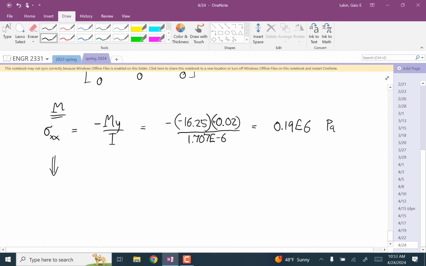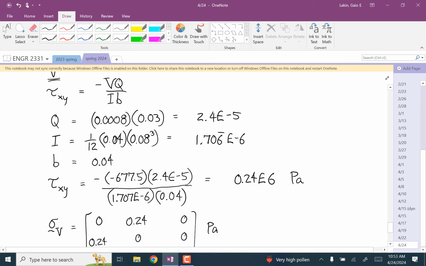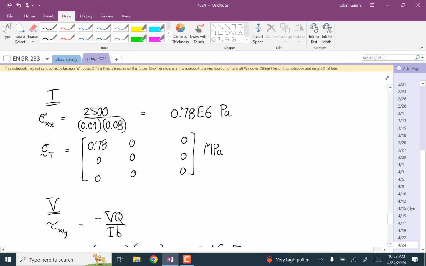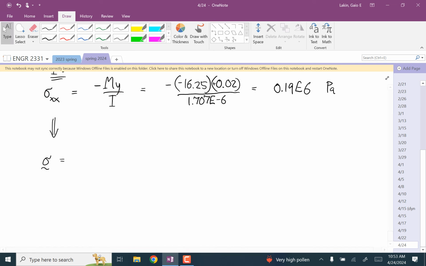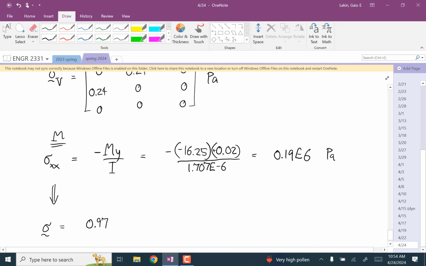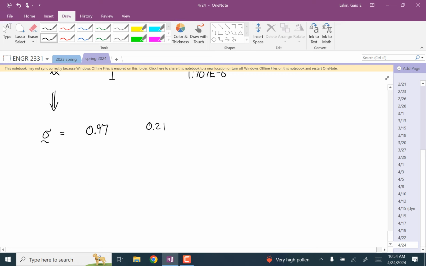And so all together, we get a total stress tensor anywhere along that line that's equal to 0.78 plus 0.19, so that's 0.97. And then 0.24, 0.24, 0. Okay, we did it.